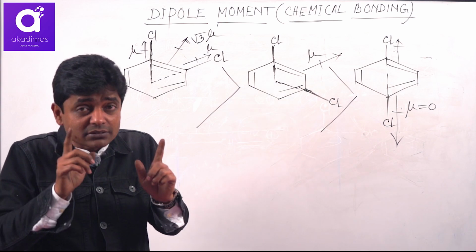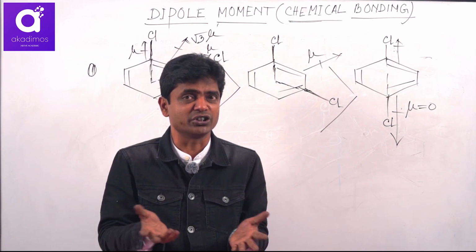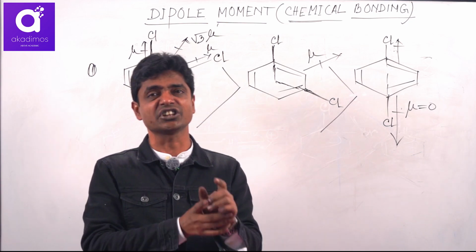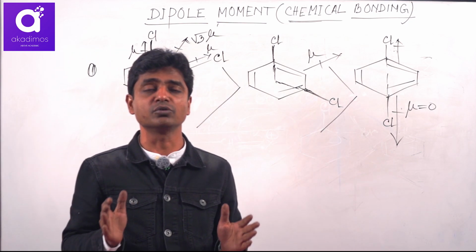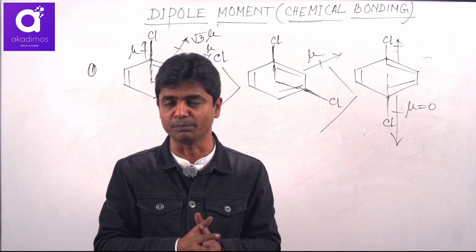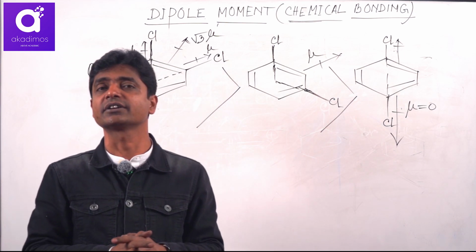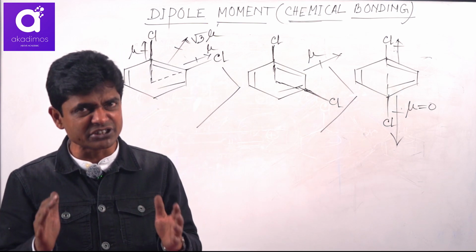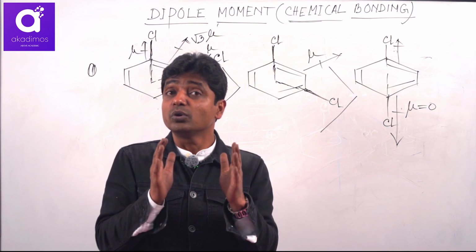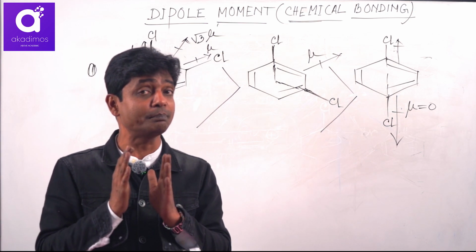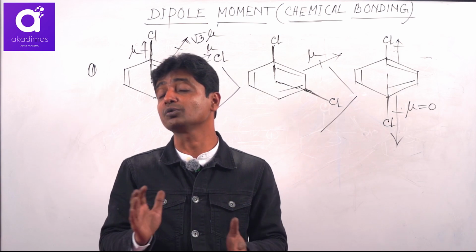Here, one thing I want to generalize with you. If the two groups are similar in nature with respect to electron withdrawing or donor, both are electron withdrawing or both are donor, for example, then always you will get ortho maximum, para minimum. It may be 0 if they are equal. But when the two groups are opposite in nature, then you will get para maximum, ortho minimum.